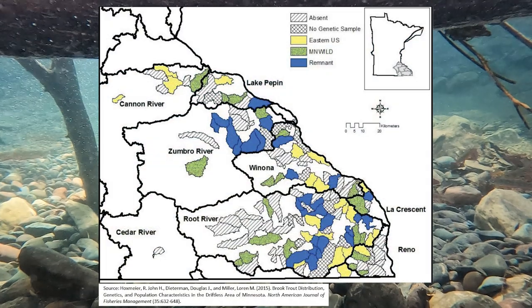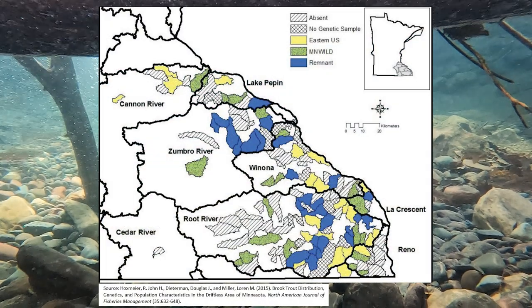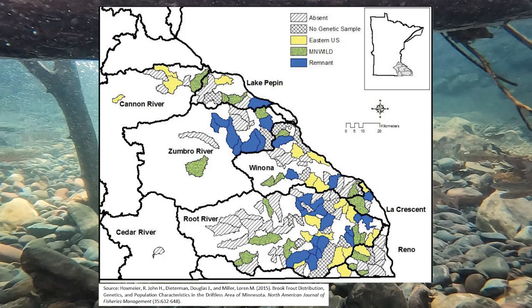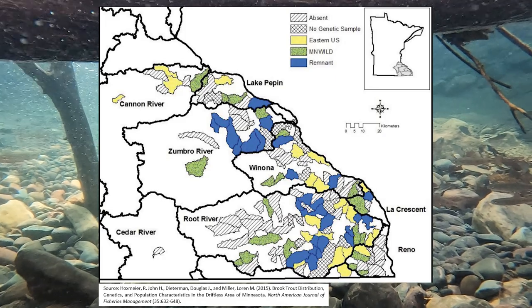The distribution of the three various genetic strains of brook char throughout Minnesota's portion of the Driftless.